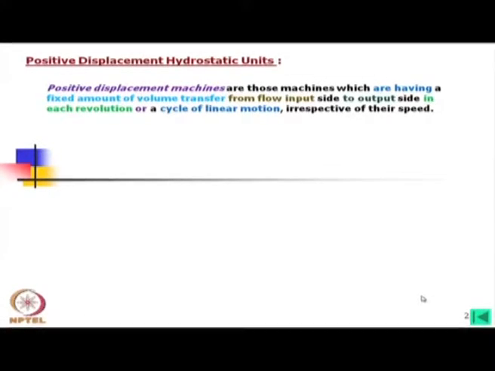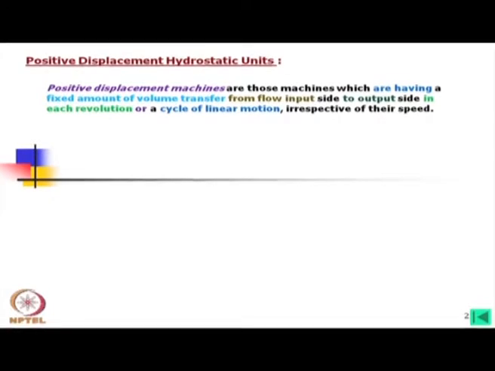Positive displacement machines are those machines which have a fixed amount of volume transfer from the flow input side to the output side in each revolution or a cycle of linear motion, irrespective of their speed. This means that whatever the geometric displacement is, the same amount will be transferred from the input side to the output side, let it be a rotary machine or a linear actuator. This is, of course, considering there is no leakage.